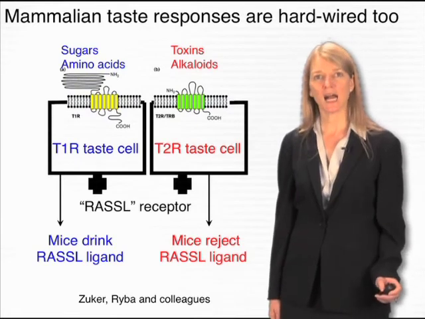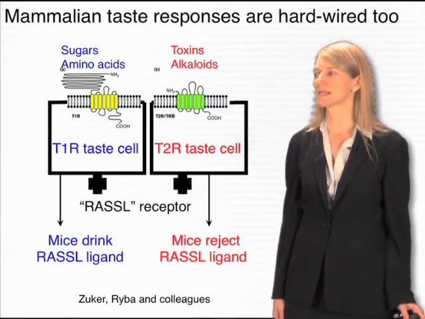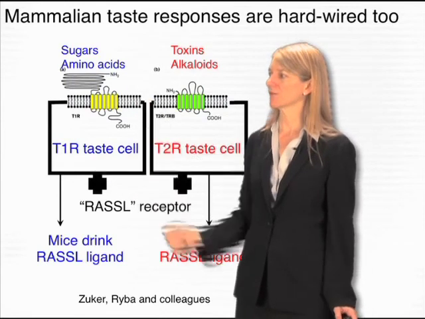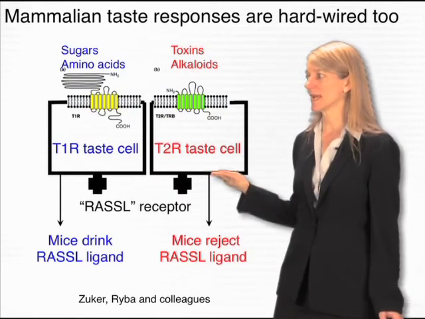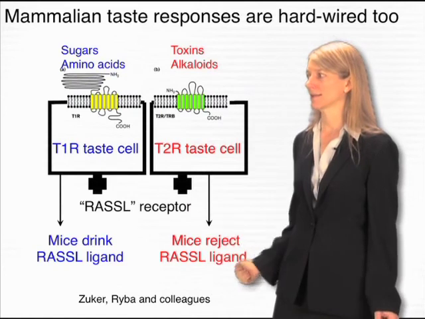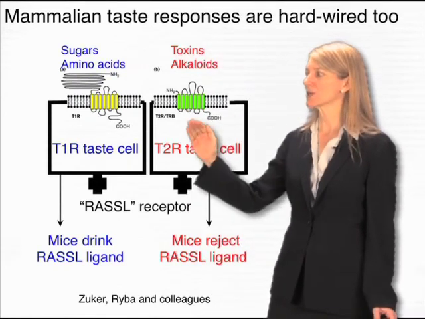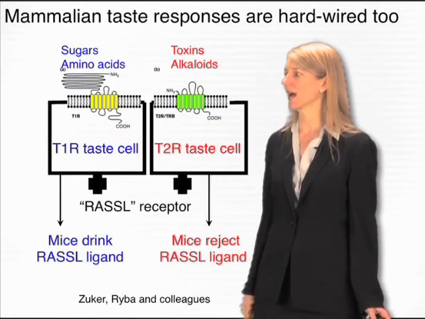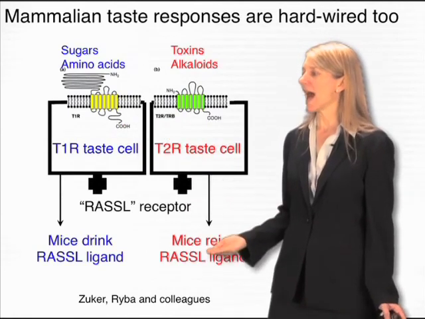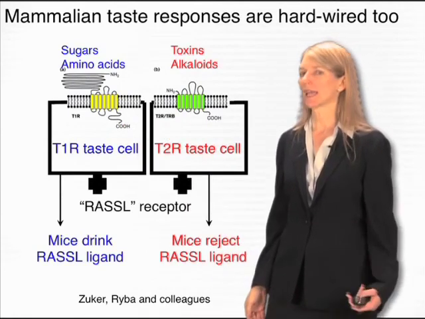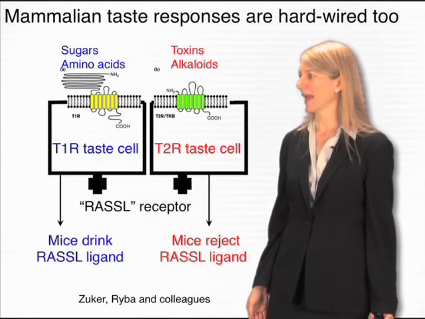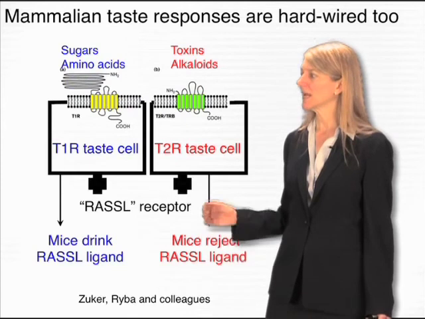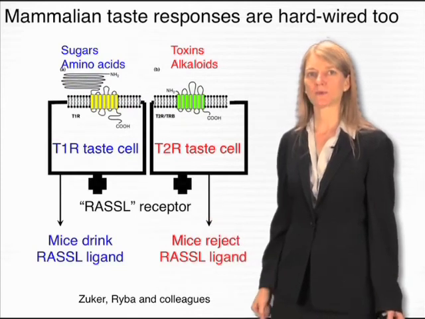There are different kinds of taste cells in the tongue. T1R taste cells detect these attractive tastants. T2R taste cells detect bitter compounds. Each expresses certain G-protein coupled receptors that detect these molecules in your diet. Now, to ask whether the cells can drive these innate hardwired behaviors, the Zuker and Ryba labs did the following experiment. They took a receptor called a RASSL receptor.